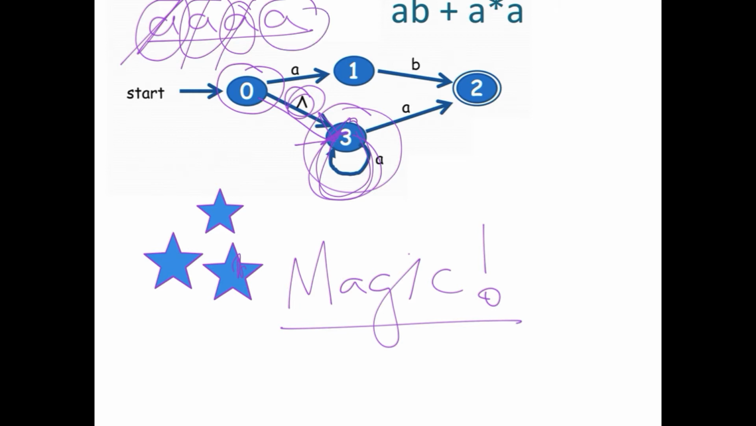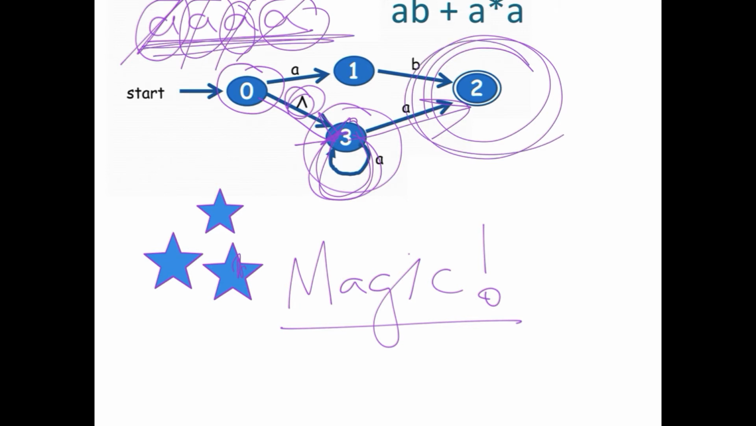Magic, I think I'm going to take this transition this time because that's the one I think I should take. I take it and I end up at state 2, and look at that, I've processed the whole string, and I end up at an accept state. And computer scientists talk about processing strings by saying that the NFA just picks the right path.